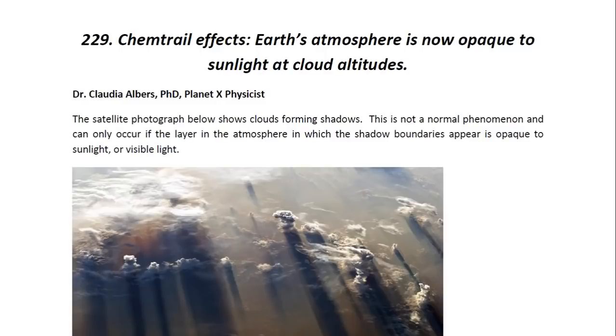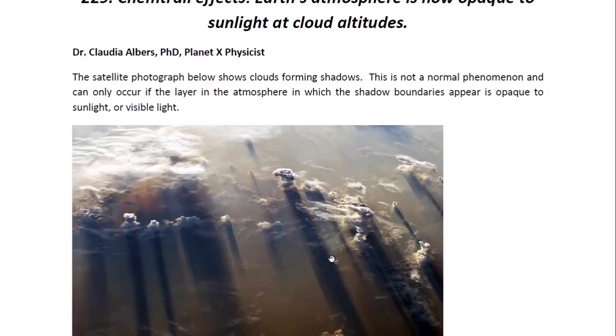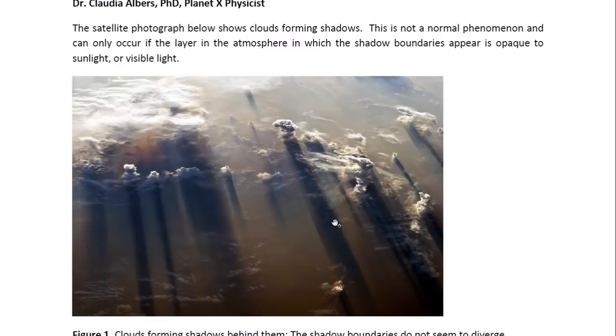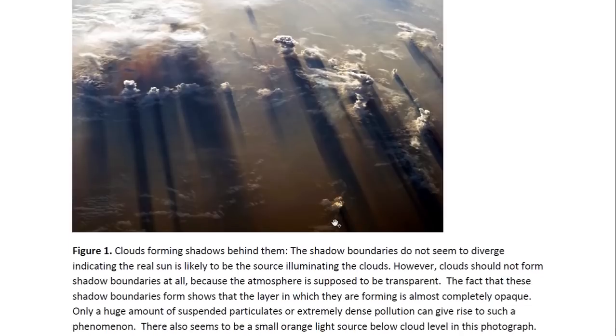This one is entitled Chemtrail Effects. Earth's atmosphere is now opaque to sunlight at cloud altitudes. Now the satellite photograph below shows clouds forming shadows. This is not a normal phenomenon and can only occur if the layer in the atmosphere in which the shadow boundaries appear is opaque to sunlight or visible light.